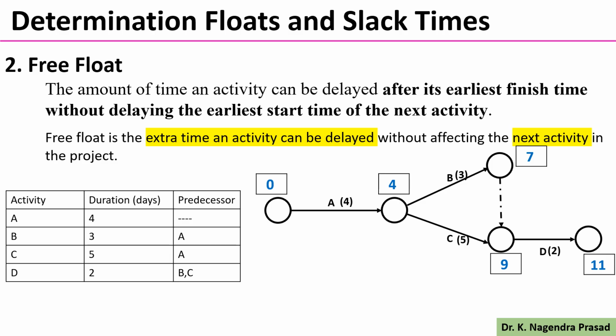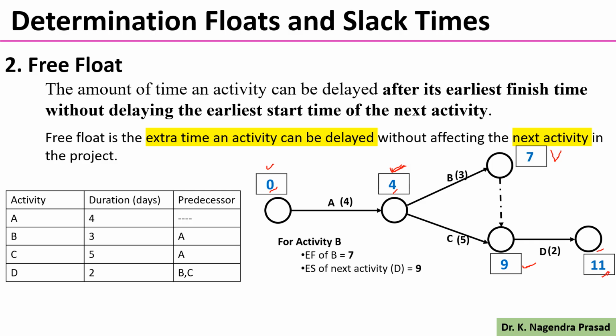So this is the network diagram, and here are the earliest start time and earliest finish time of all the activities. Activity A is the starting activity, so the start time is 0 and the earliest finish time is 0 plus 4, which is 4. For activity B, the start time is 4 and the finish time is 4 plus 3, which is 7. For activity C, the start time is 4, and 4 plus 5 gives 9 as the finish time. Similarly for activity D, 9 is the start time and 11 is the finish time.